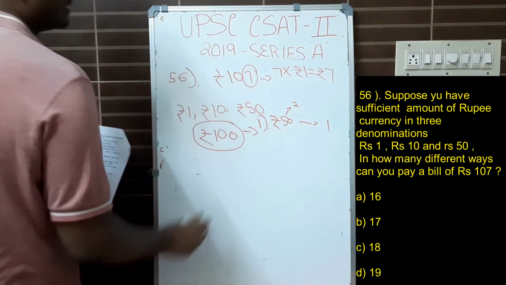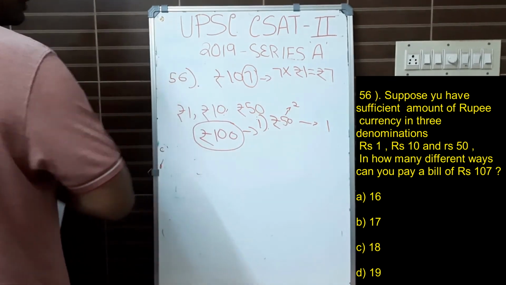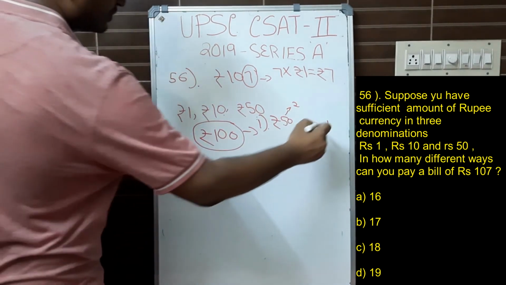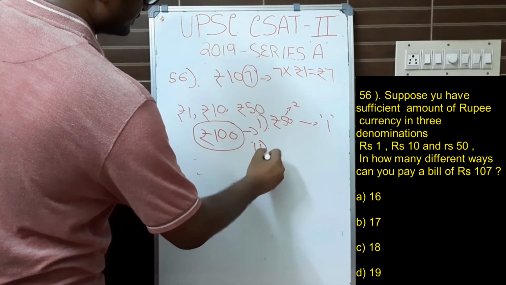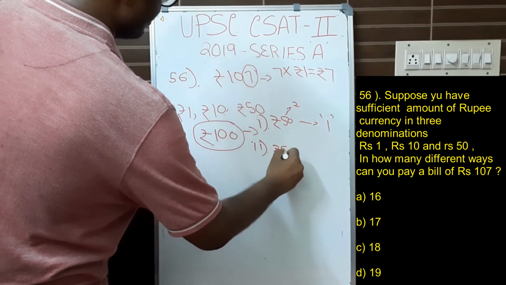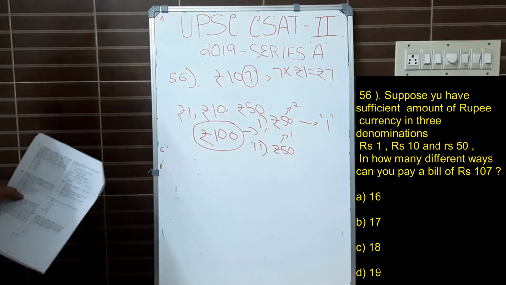That's one possibility. Once you use rupees 50 twice, 50 into 2 will be 100. You don't need to use rupees 10 or 1 again. So it's only one possibility. It's only one way you can do that. If you are using rupees 50 once, then 50 rupees is covered.